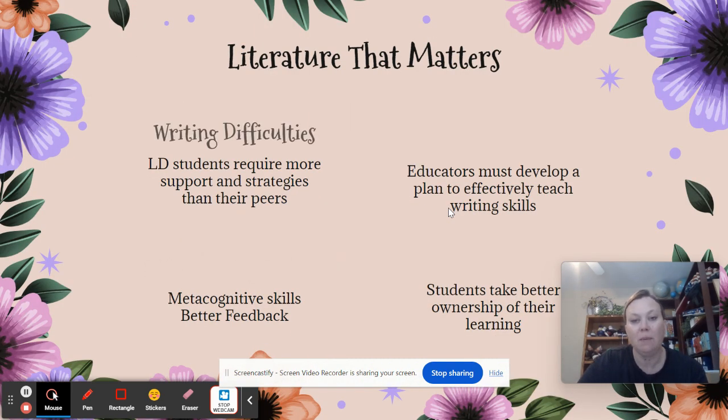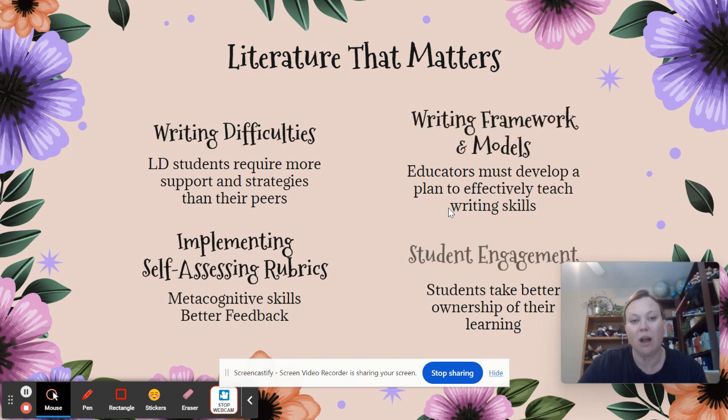So, when I thought about my literature, I thought about, first, let's dive into a little bit of students with learning disabilities and their writing difficulties and how they require more support and they require explicit and systematic instruction. So then I thought about, okay, what kind of writing framework and models can I use? What is known to be successful? And this was really kind of like the bread and butter of my whole entire review.